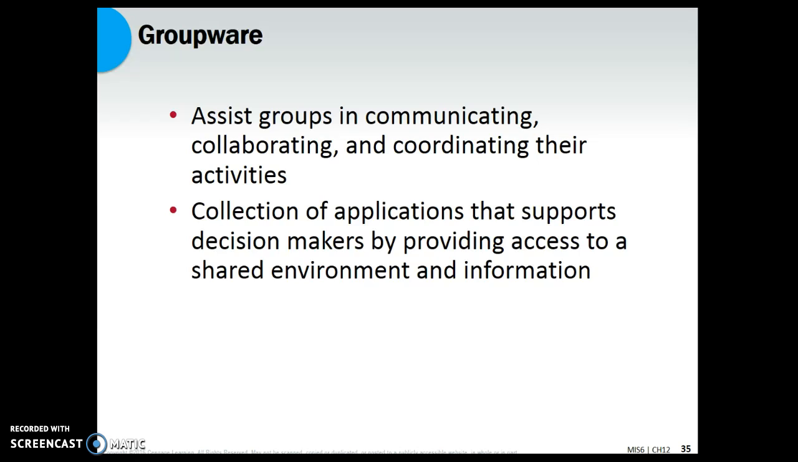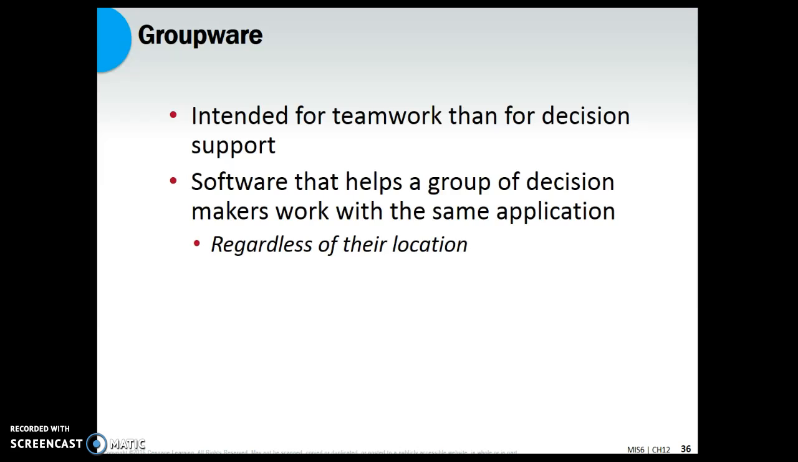Groupware assists groups in communicating, collaborating, and coordinating their activities. And its applications support the decision makers. It's intended for teamwork. It helps a group of decision makers work with the same application, and it helps them only if they work together.